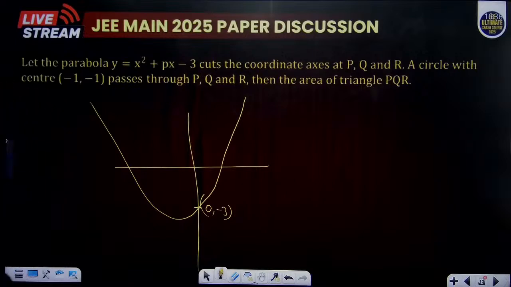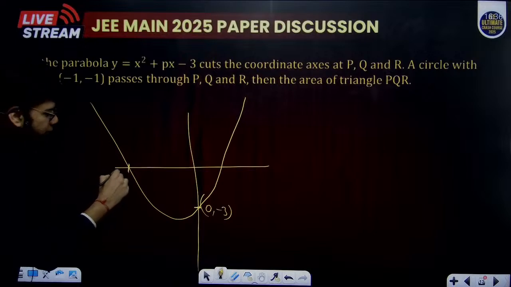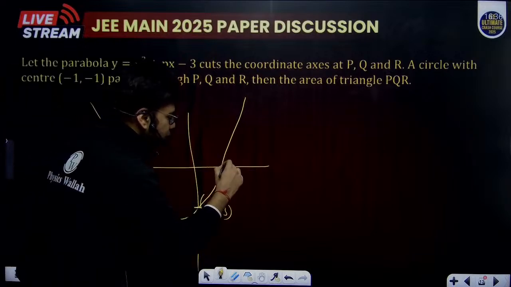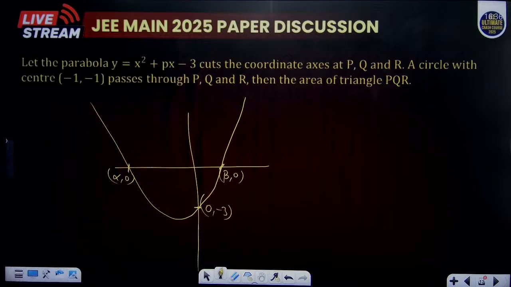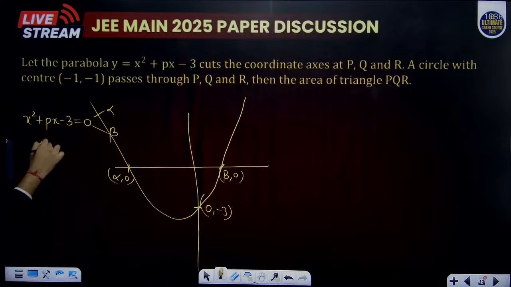So this is passing through (0, -3). Now, the coordinates of this point, let me assume as (alpha, 0). Let me assume this point as (beta, 0). Now, alpha and beta are nothing but the roots of this equation x² + px - 3 = 0. So, one thing I can say for sure is alpha times beta is equal to -3. The product of roots is -3.